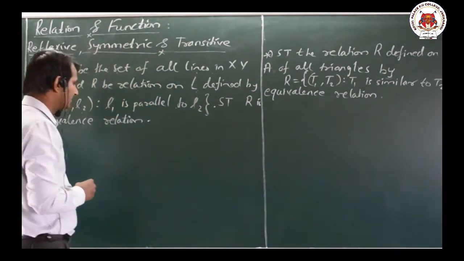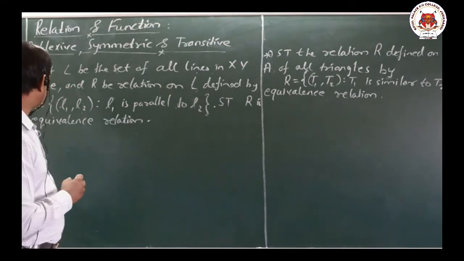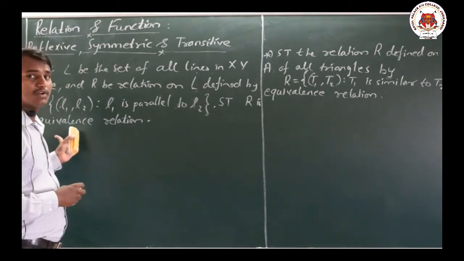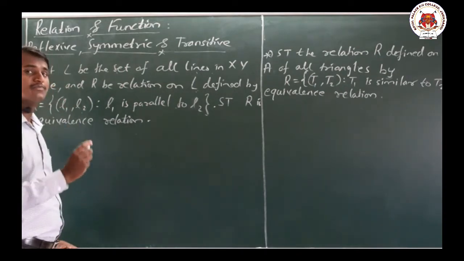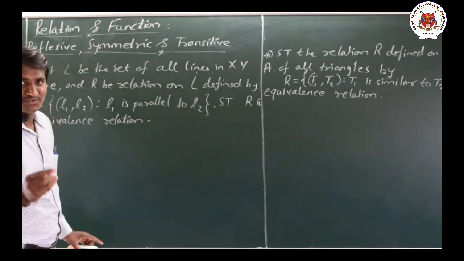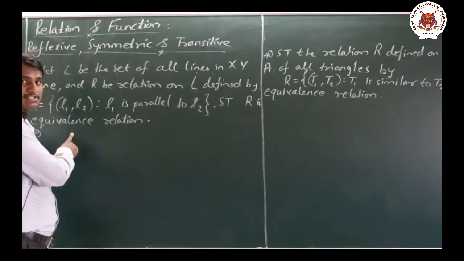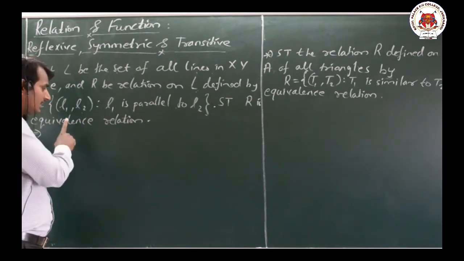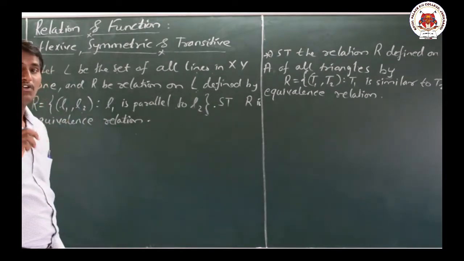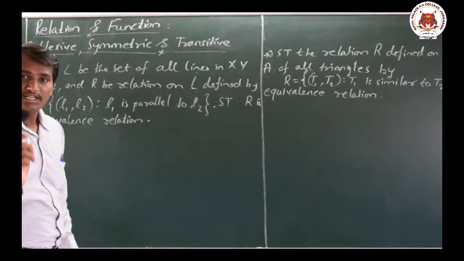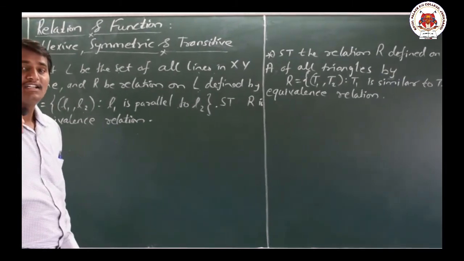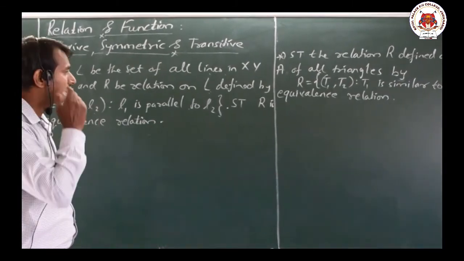Let us continue with it. Show that R is an equivalence relation. Equivalence means what, dear friends? It is both reflexive, symmetric and transitive. Then only we say it is an equivalence relation. I will repeat once again: an equivalence relation should satisfy all the three conditions, reflexive, symmetric and transitive. Now let us check one by one.